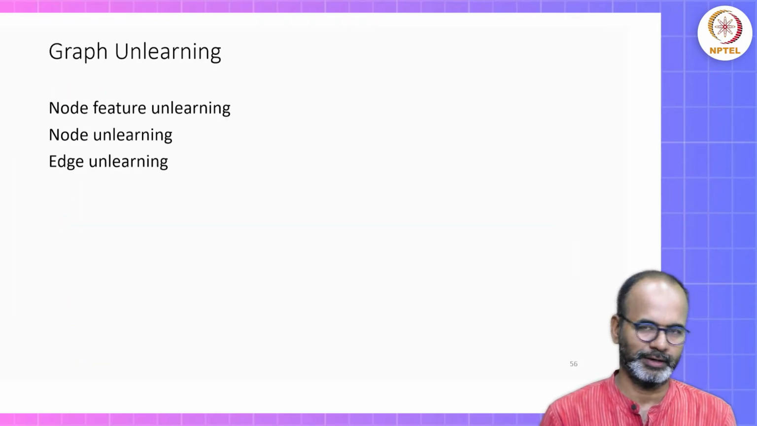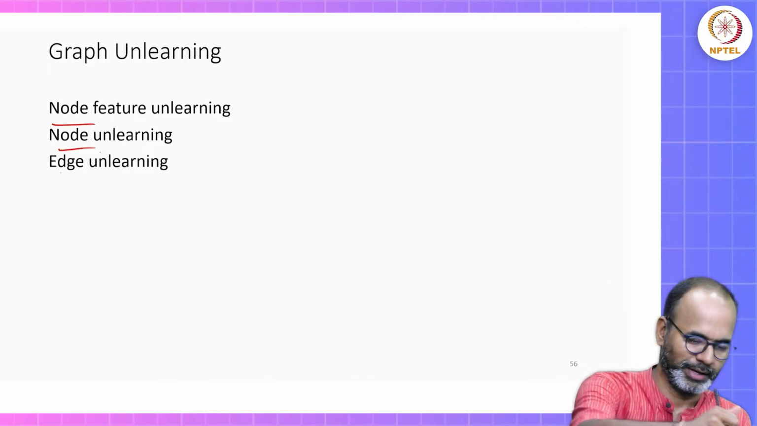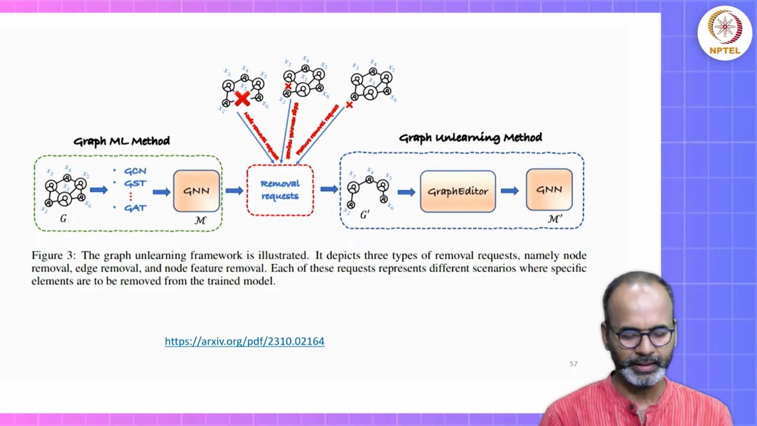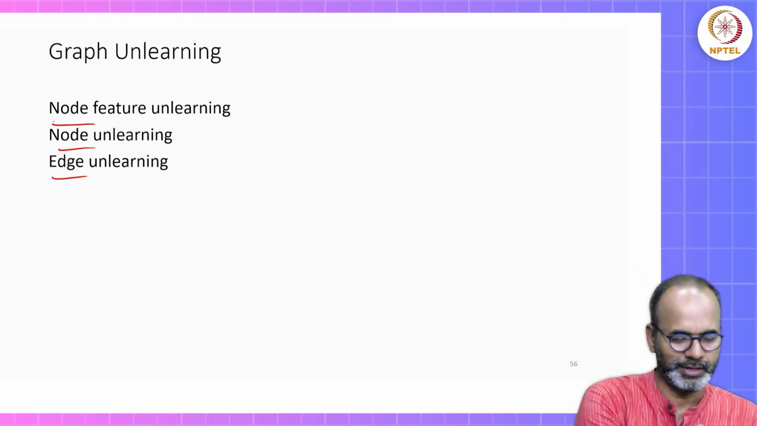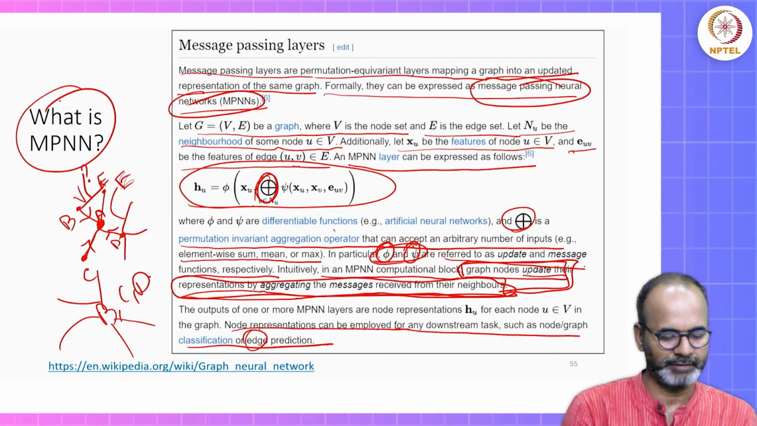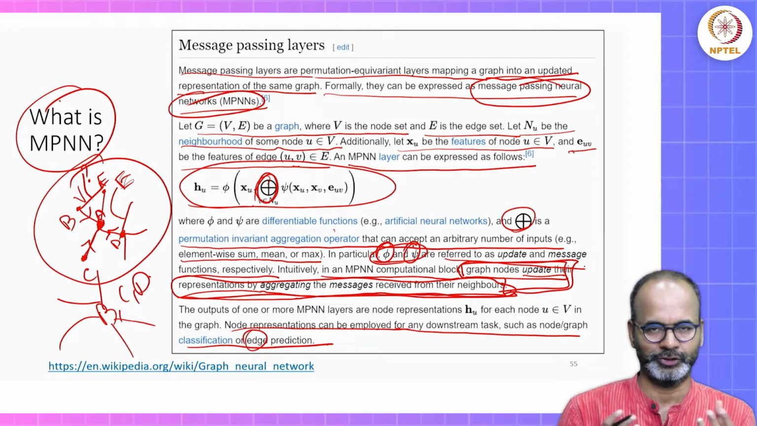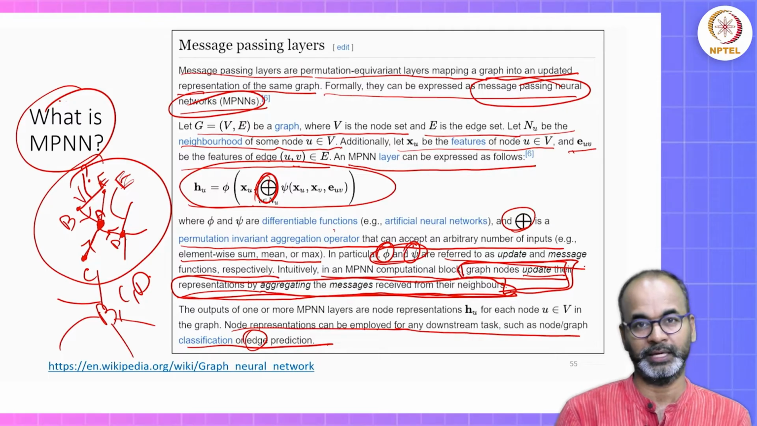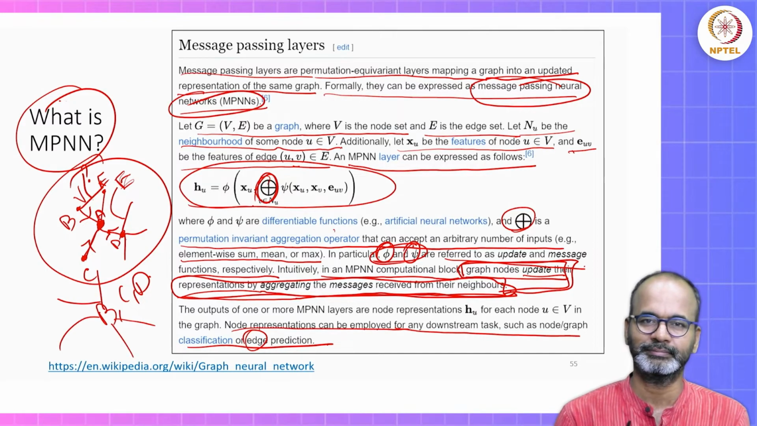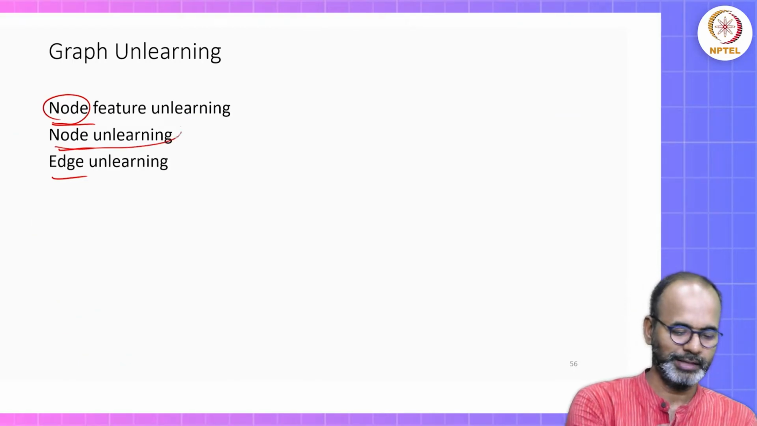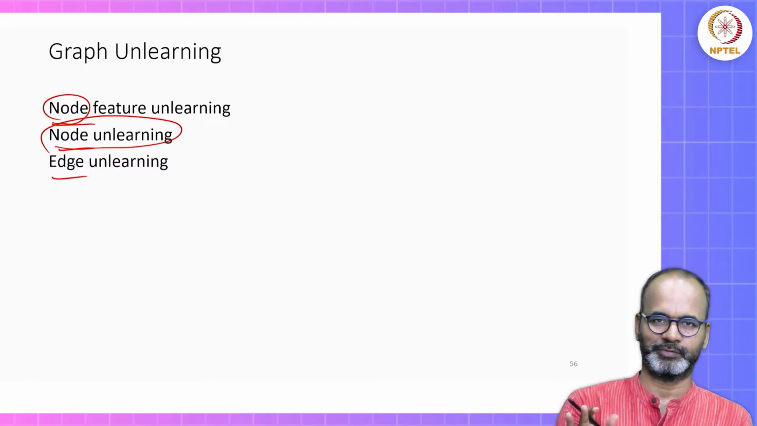So within graph unlearning, there are 3 ways to do unlearning. First is node feature unlearning, node unlearning, and edge unlearning. Let's see what they are. If you think about it, node feature unlearning is I have a graph, I have a feature for the nodes. I just want to unlearn that. Feature being, let's take, I want to unlearn that PK works at IIIT Hyderabad. That's the feature. Node unlearning, I want to remove PK from the graph.